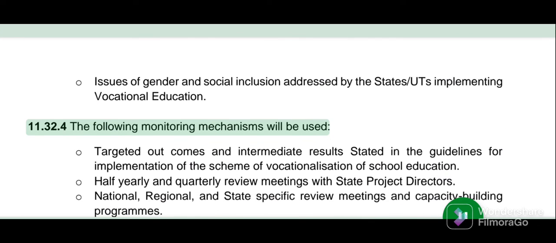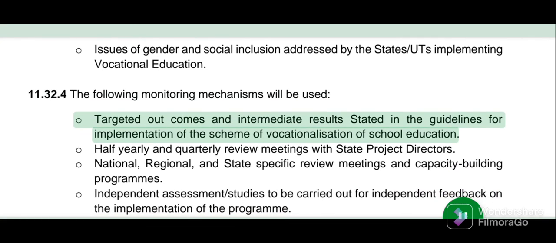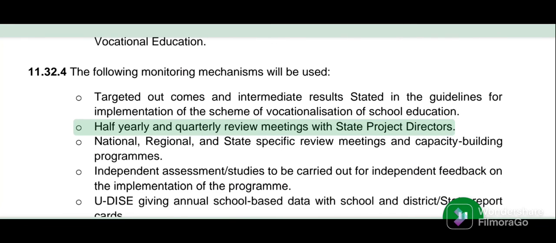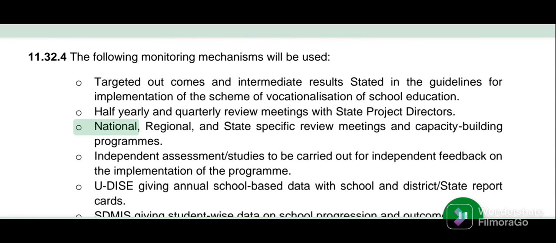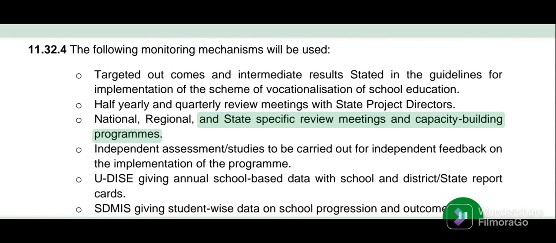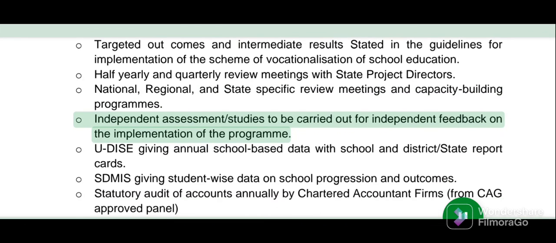11.32.4 The following monitoring mechanisms will be used. Targeted outcomes and intermediate results stated in the guidelines for implementation of the scheme of vocationalization of school education. Or half-yearly and quarterly review meetings with state project directors. Or national, regional, and state-specific review meetings and capacity-building programs. Or independent assessment studies to be carried out for independent feedback on the implementation of the program.